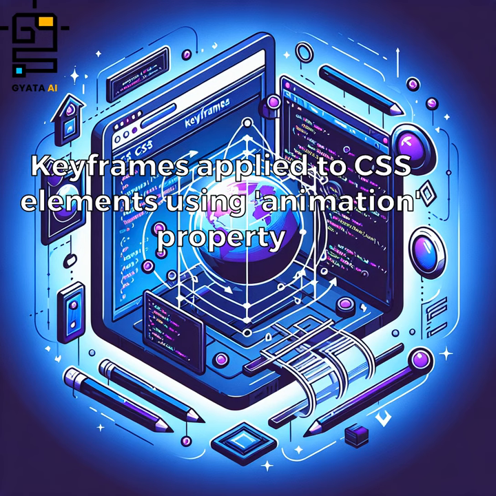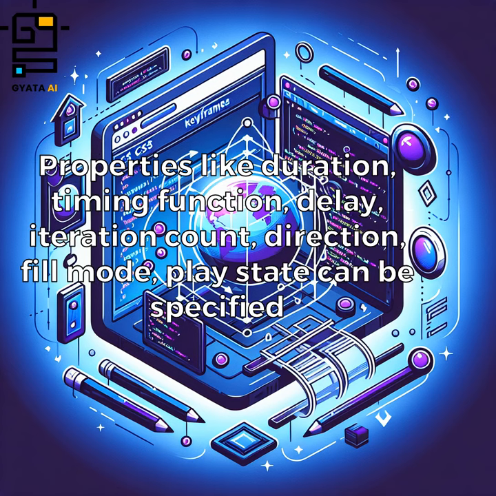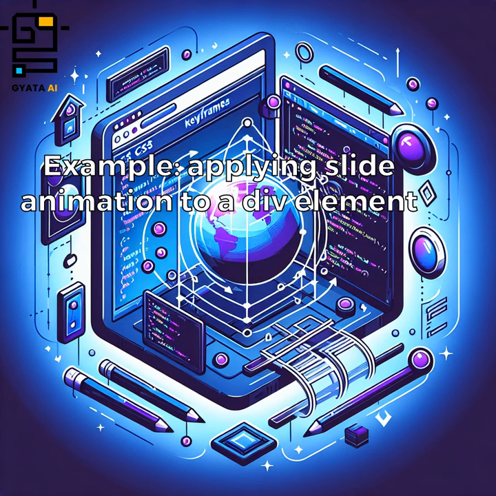Keyframes are applied to CSS elements using the animation property. Properties like duration, timing function, delay, iteration count, direction, fill mode, and play state can be specified. For example, applying the slide animation to a div element.